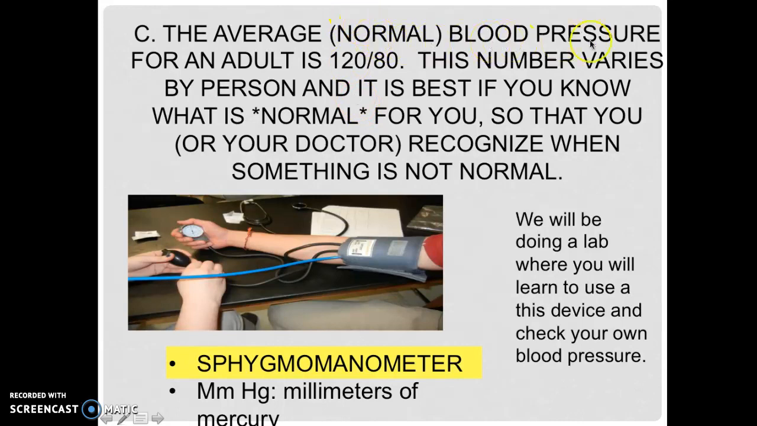The average blood pressure should be around 120/80. This number does vary from person to person, so you should know what your normal is. The instrument to measure your blood pressure is called a sphygmomanometer. It is measured in millimeters of mercury.